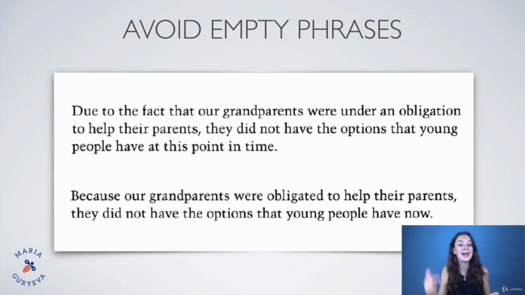So instead of "due to the fact that," we can easily just say "because." So instead of 5 words, we're using 1. "We're under an obligation to." Instead of these words, we can just say "we're obligated to." And again, we're using a better construction, so we're using fewer words. Their parents, they did not have the options that young people have. Instead of "at this point in time," we can just say "now." And again, "at this point in time," 5 words, can be easily replaced with just 1 word. So if you have an option to use a shorter construction, a shorter version of the same idea, do that. Always try to use 1 word instead of 5 words. It saves you a lot of points.